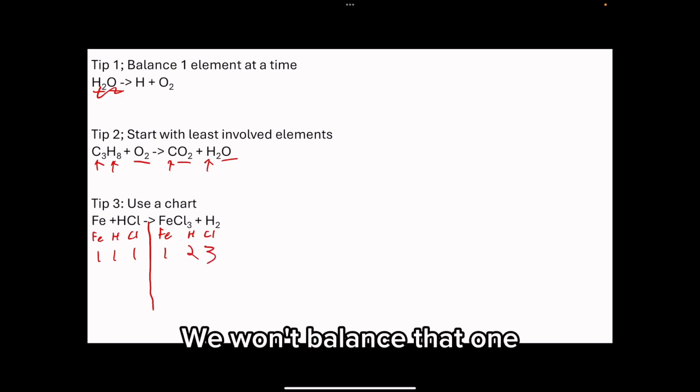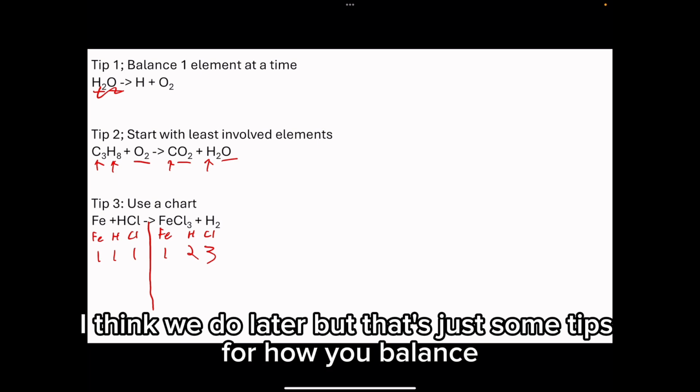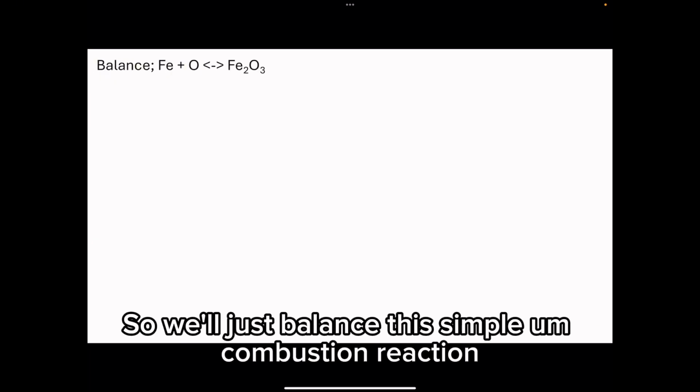We won't balance that one. I think we do later. But that's just some tips for how you balance. So we'll just balance this simple combustion reaction.